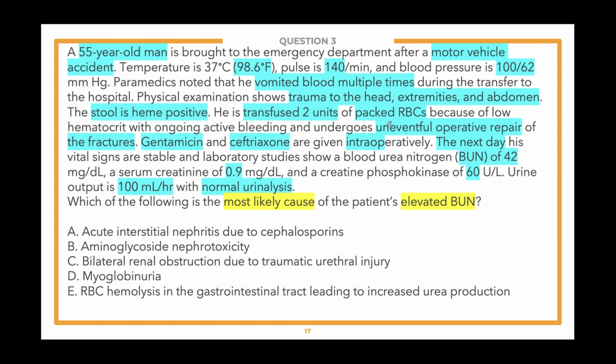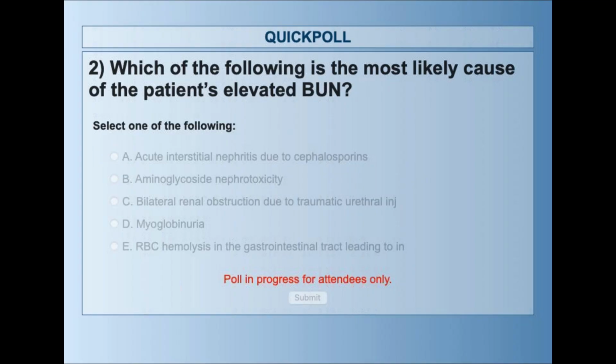So we're going to go ahead and open up that poll. Go ahead and select what you think is the best answer here, and we'll talk about it in just a few seconds. And I'll read some of those other answer choices because they are a little cut off. So answer choice E, RBC hemolysis in the GI tract leading to increased urea production. C is bilateral renal obstruction due to traumatic urethral injury.